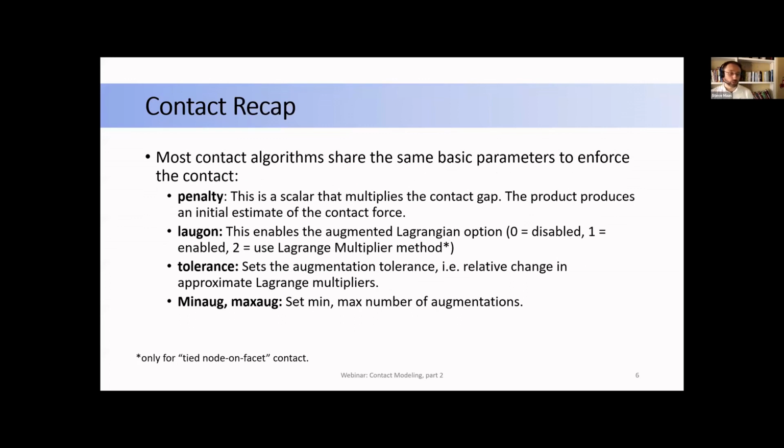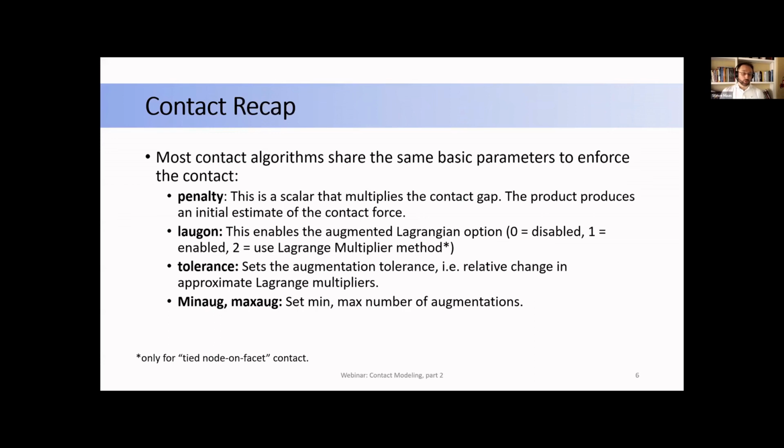Most of the contact algorithms share the same basic set of parameters to enforce that contact. First off, the most important one, I'd say, is the penalty parameter. In the context of the penalty method, you can think of contact basically as a spring that is placed between a point on the primary surface and its projection on the secondary surface. And so that penalty parameter, in a sense, can be thought of as the spring constant of that imaginary spring. And so in the penalty method, the contact force is basically the product of that contact gap multiplied by that penalty factor.